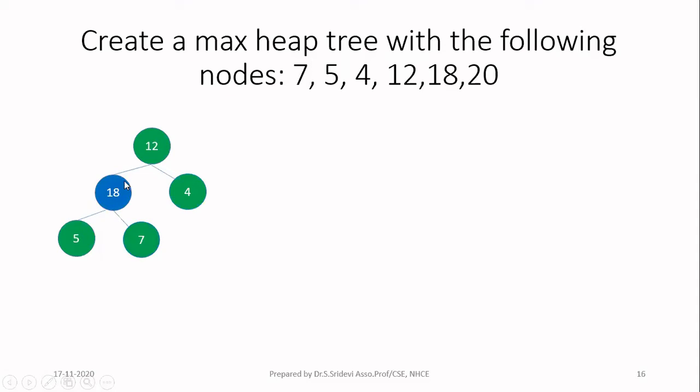After that, once you swap, you compare with its parent also. So 18 should now be compared with 12. 18 is greater than 12. So swap 18 and 12 now. After that, my tree is finalized.